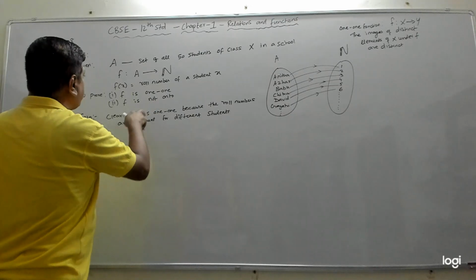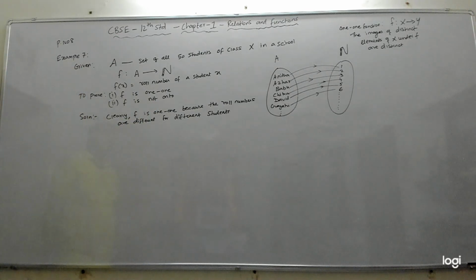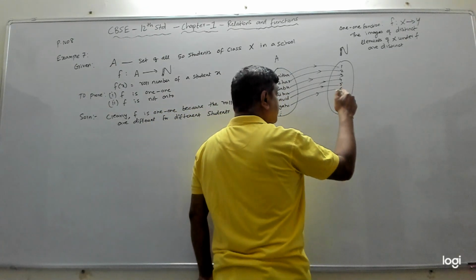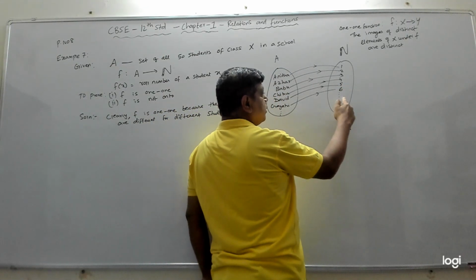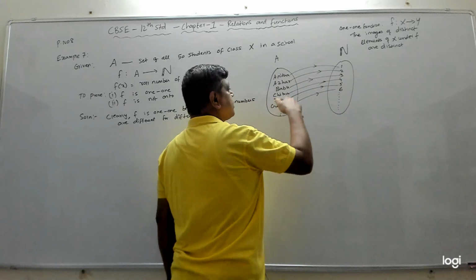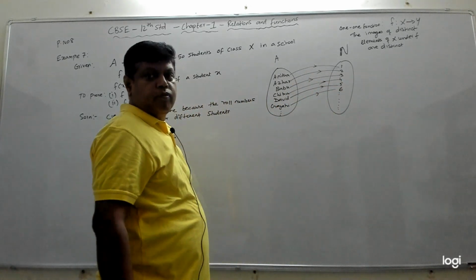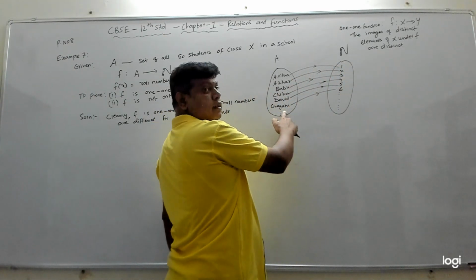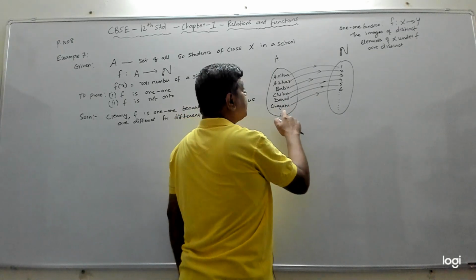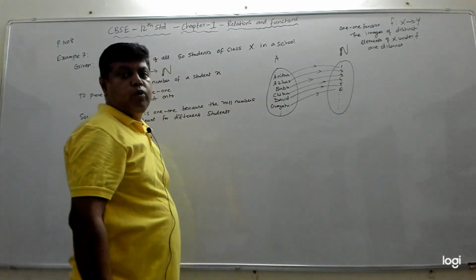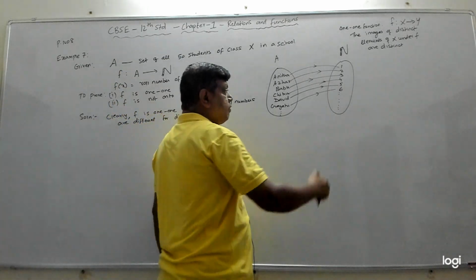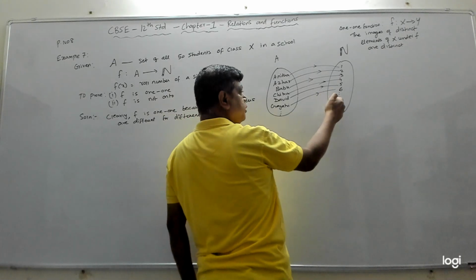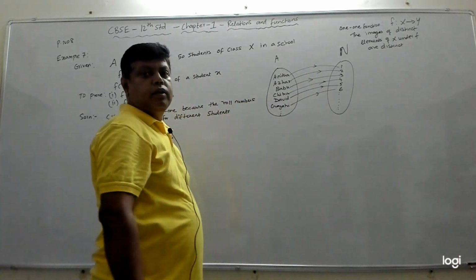Now we should prove f is onto. We have to prove that f is onto, which means what is the definition of onto? The definition of onto is, for every element in y, the codomain, we should find an element x such that f of x should be equal to y. Every element here should be the image of some element in the domain set here.